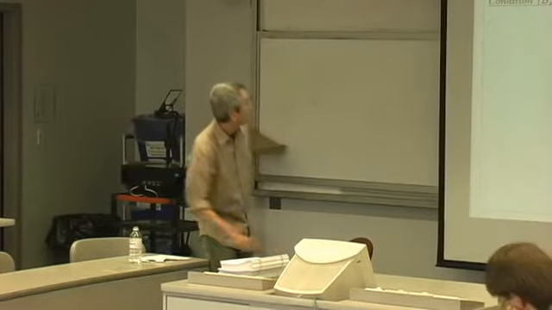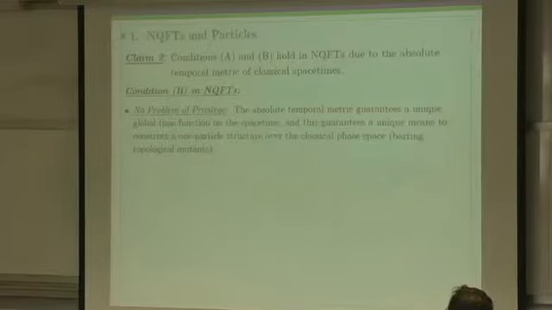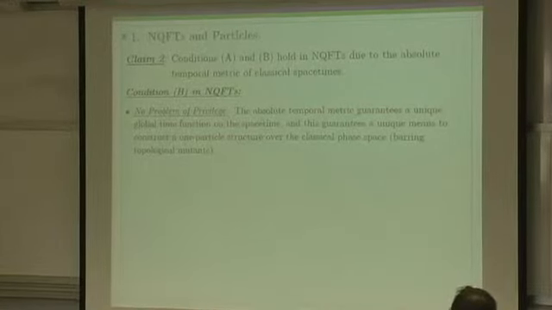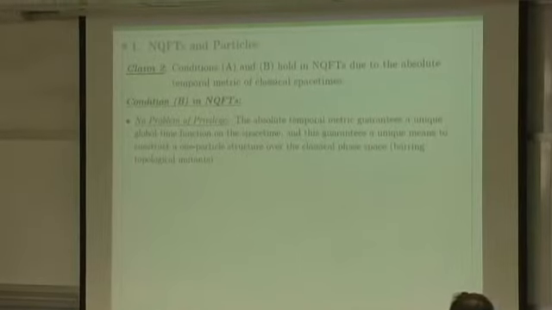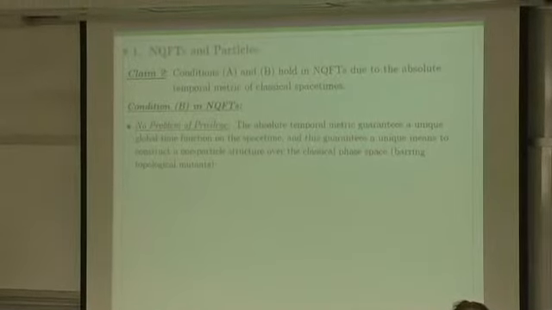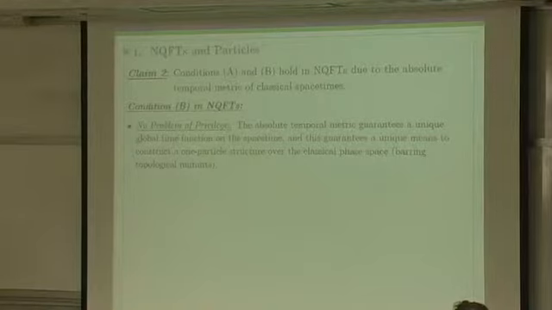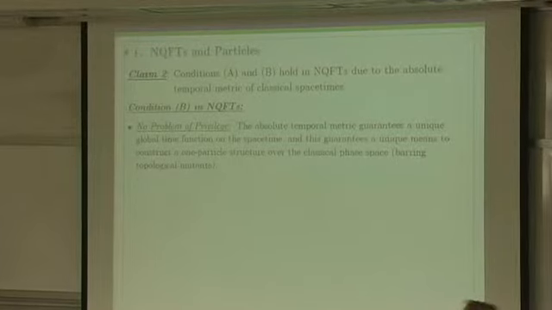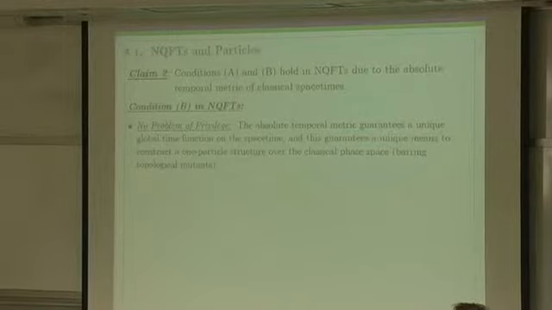So moving on to condition B in non-relativistic quantum field theories. In non-relativistic quantum field theories, there's no problem with privilege. In particular, the absolute temporal metric of a classical space-time guarantees a unique global time function on the space-time. And this guarantees a unique means to construct a one-particle structure of the classical phase space, hence guaranteeing a unique total number operator.